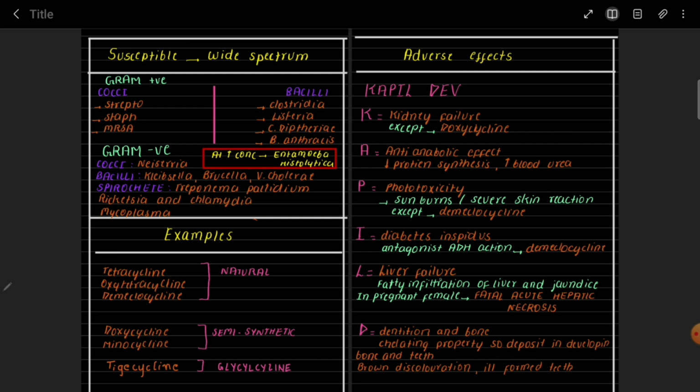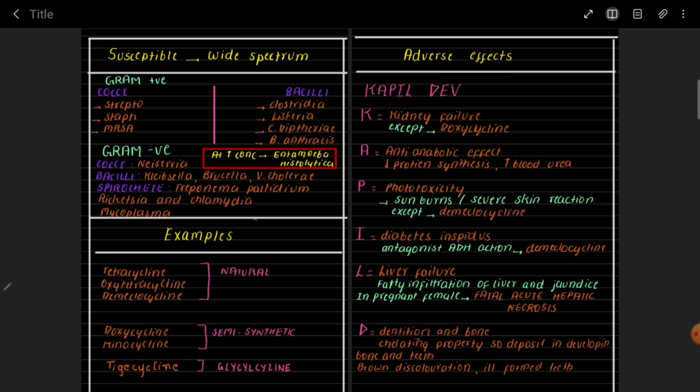L stands for liver failure. We also saw that doxycycline underwent enterohepatic circulation, and that tetracyclines were more concentrated in the liver, so they can also cause liver failure, which will lead to fatty infiltration of the liver and also cause jaundice. There is a condition called fatal acute hepatic necrosis that can occur in pregnant females. So this is why they are also contraindicated in pregnancy.